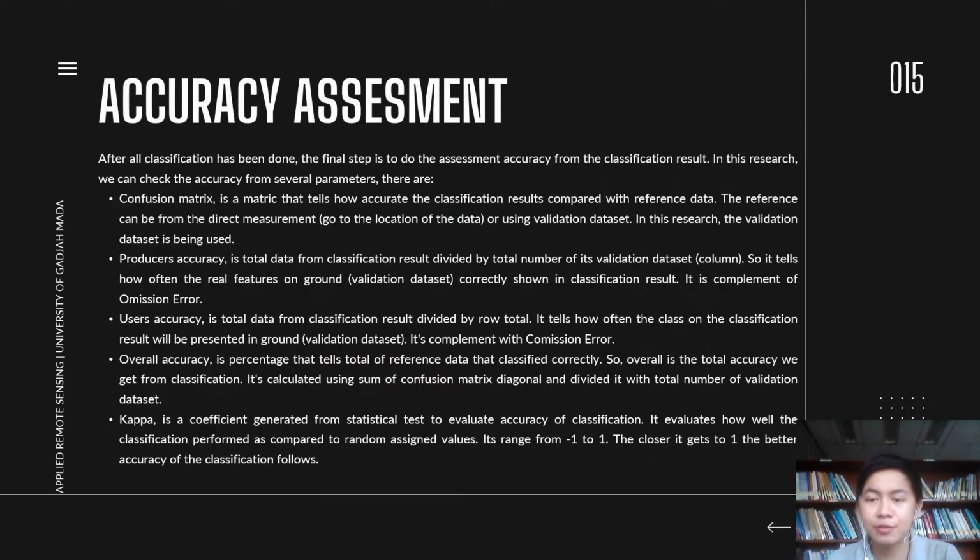And the last step is to calculate the accuracy assessment. There are 5 parameters we use to calculate accuracy. There is the confusion matrix, a matrix that tells how accurate the classification results are compared with validation data. Second is producer accuracy, which shows omission error. And then the third is user accuracy, which shows commission error. Overall accuracy shows how much of the total validation data is correct. And the last one is kappa.